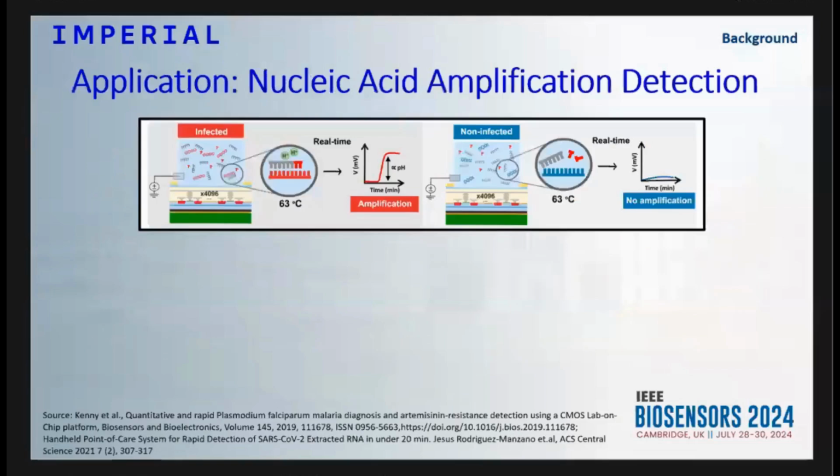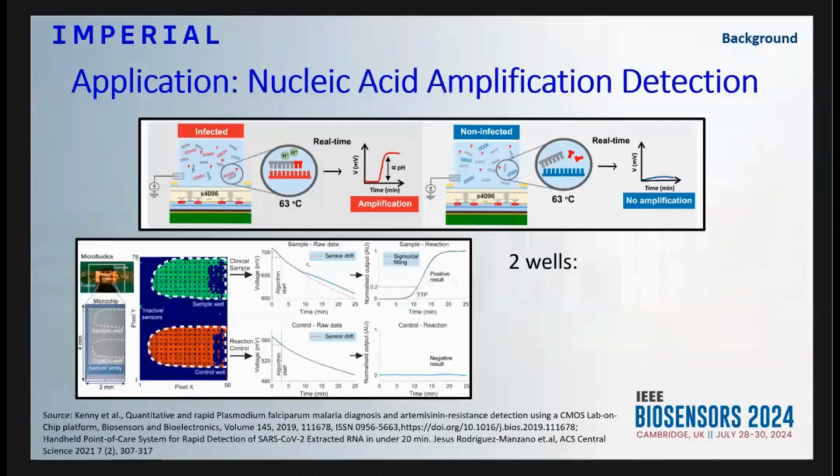Our group works on an application of nucleic acid amplification detection, where we use LAMP assays on the surface of our sensors. We then heat this to 63 degrees Celsius, and if it's infected, you will see the release of ions, which will tell us whether an amplification has occurred or not. What we do is we use a two wells approach. So as you can see, there's a chip here. It has two wells. The top well is the sample. The bottom well is the control.